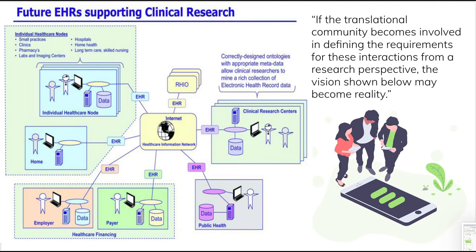The future implementation of EHR will be able to reach a vast range of people, including the patients, clinical research centers, public health officials, healthcare financiers, and individual healthcare nodes. These healthcare nodes include small practices, clinics, pharmacies, labs and imaging centers, hospitals, home health, and long-term care and nursing. For example, by using electronic data sharing networks, patients who receive referrals can easily have their information shared and updated. The diagram above depicts a vision that may soon become reality with the implementation of EHRs.